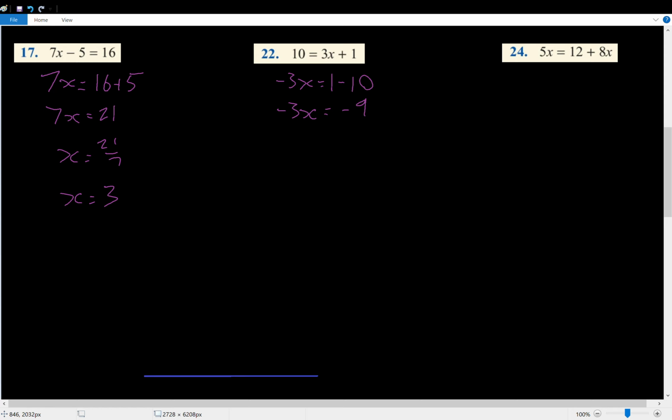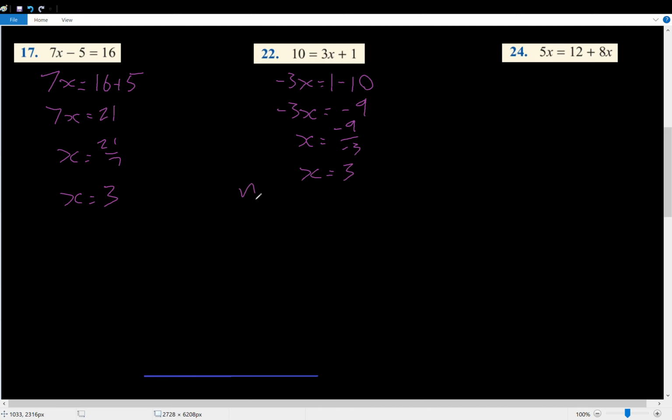And now we're going to make the same move we've made at the end of all the previous ones. We're going to divide by the number in front of x here. So we get x equals minus 9 divided by minus 3. So x equals 3, like that.